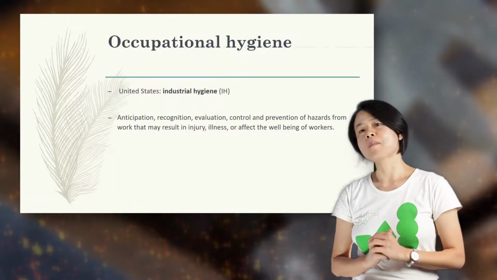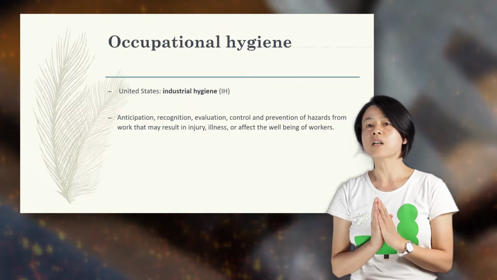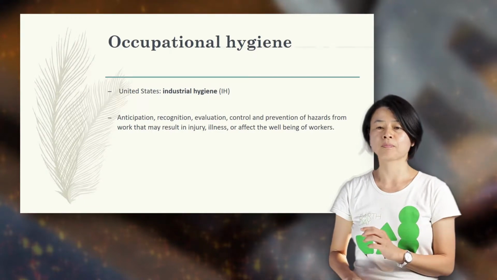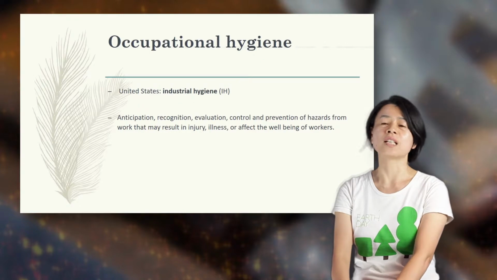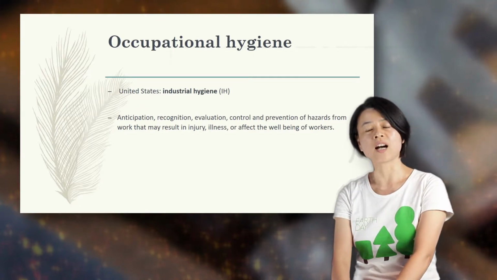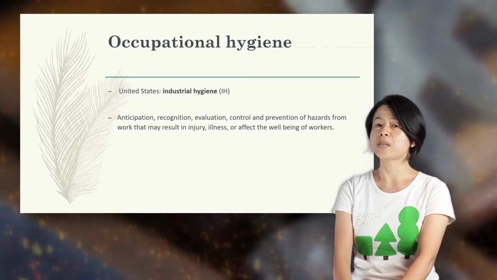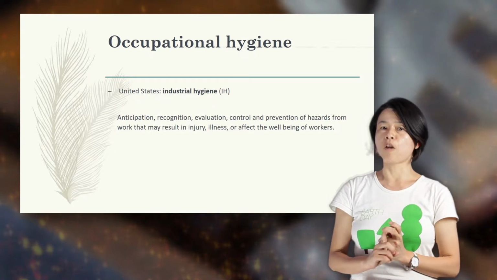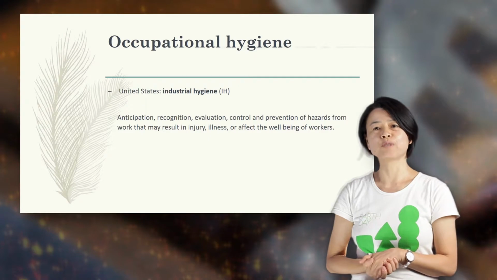Before we look at pollutant particles, let's recap the main points of occupational hygiene. It's also called industrial hygiene in the United States. The definition of occupational hygiene is the anticipation, recognition, evaluation, control, and prevention of hazards from work that may result in injury, illness, and affect the well-being of workers. Right? Was that clear to you?